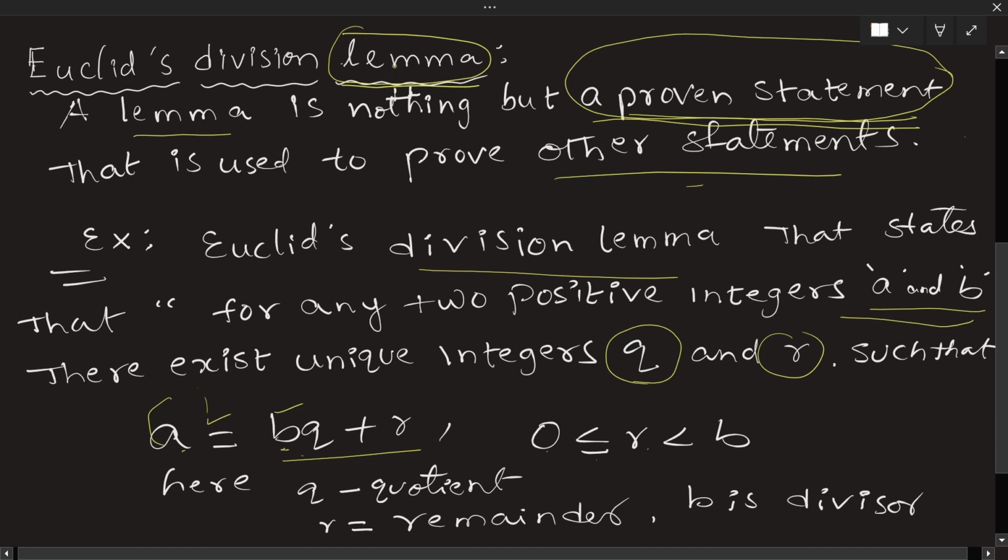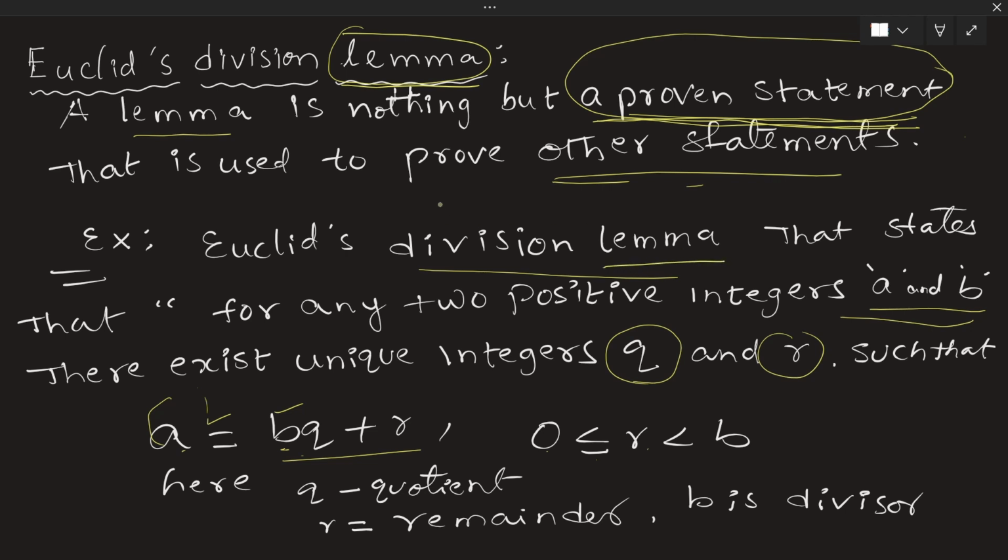Lemma is the word we are using to represent a statement which is already proven, and that is used to prove some other statements. So already proven statements are going to be used to prove other statements. In that, the main lemma we usually observe in the class 10th textbook is Euclid's division lemma.